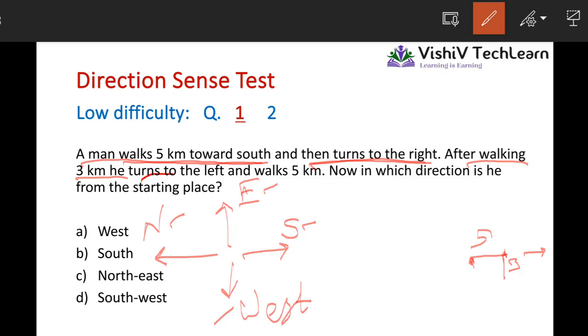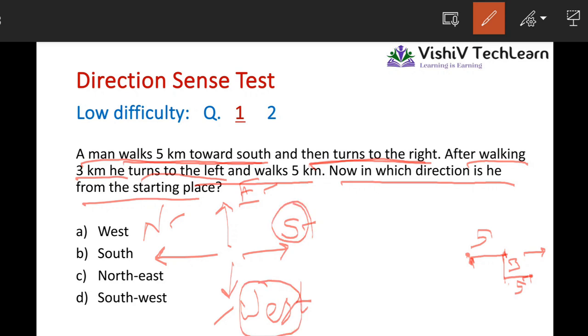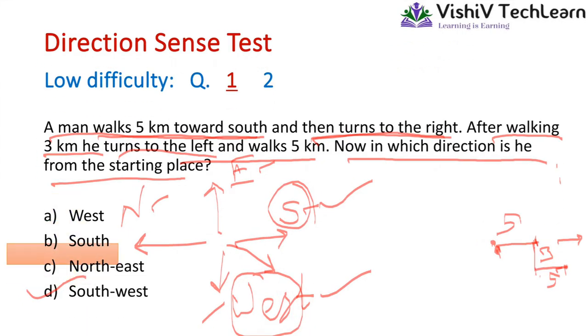He then turns to the left. So left will be this side. After turning left, he walks 5 kilometers, so again 5 kilometers he is covering. Now after this, in which direction is he from the starting place? The starting place is this, the end place is this. This direction is south and the bottom direction is west. So he is in the middle of south and west, which is southwest. Option D should be the right answer. Let's check. Yes, option D is right.